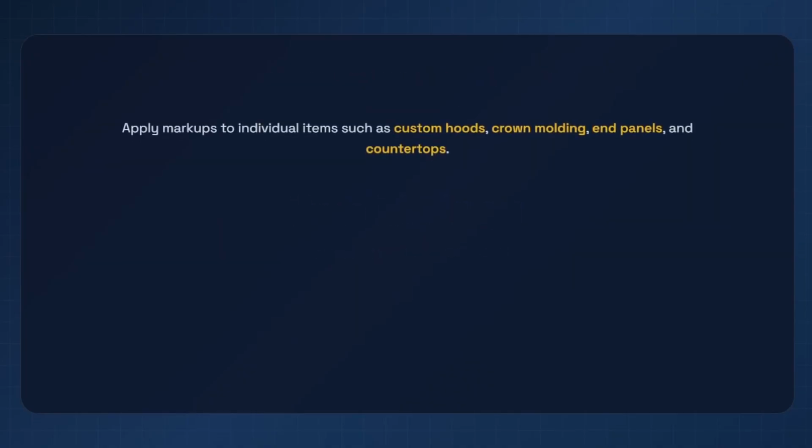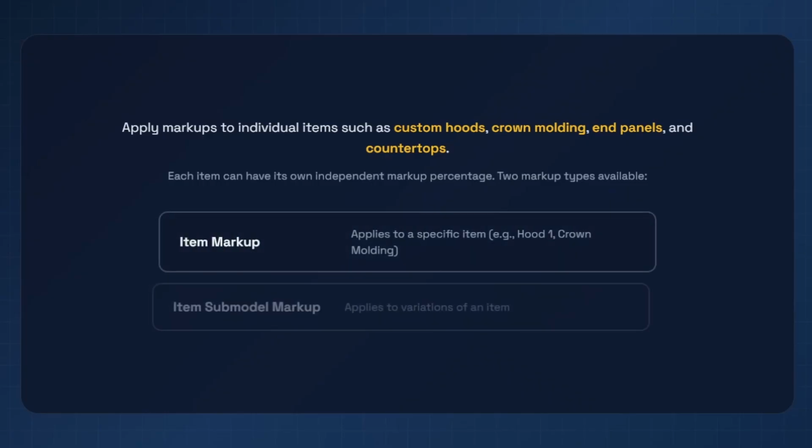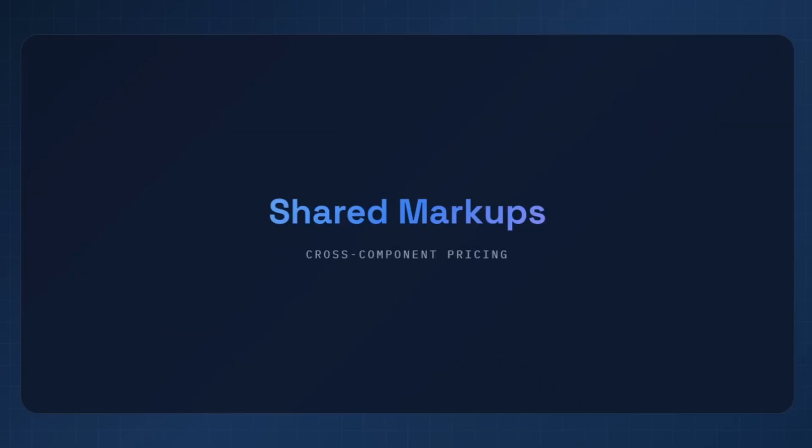Item markups apply to individual items such as custom hoods, crown molding, end panels, and countertops. Each item can have its own independent markup percentage. There are 2 item markup types, one for the item itself and one for item submodel variations.